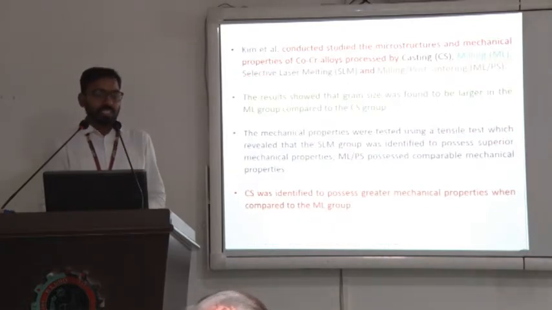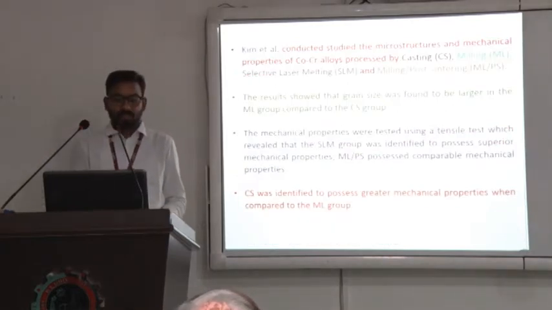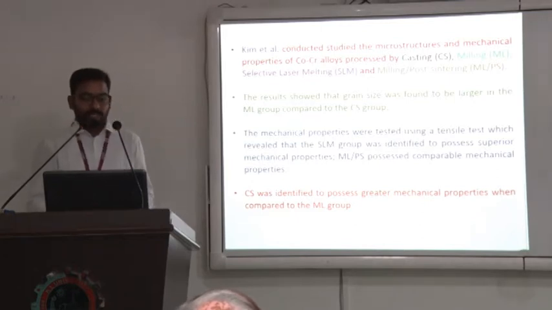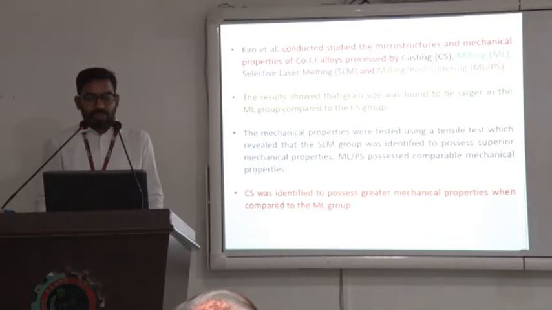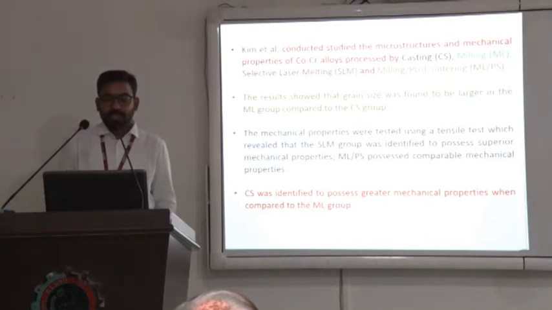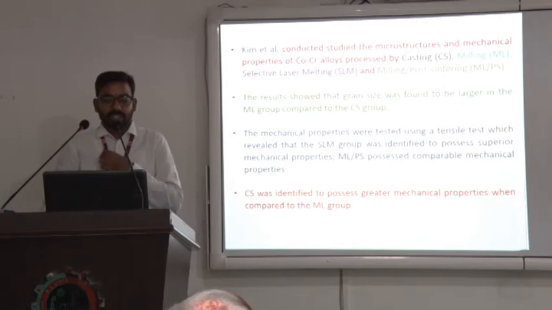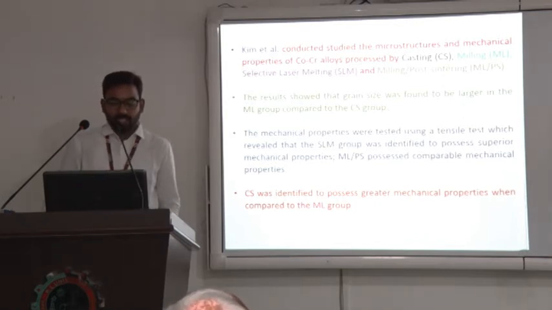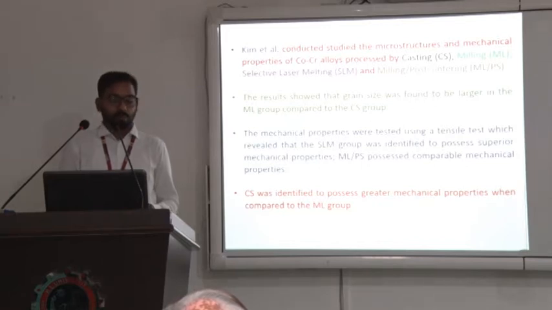Some researchers conducted studies on cobalt chrome alloys for medical implants using different manufacturing techniques. Kim et al. conducted experiments using casting, milling and post-processing along with an additive manufacturing process called selective laser melting. He compared the results and found that selective laser melting possesses superior mechanical properties compared to milling and casting, which are traditional manufacturing processes.